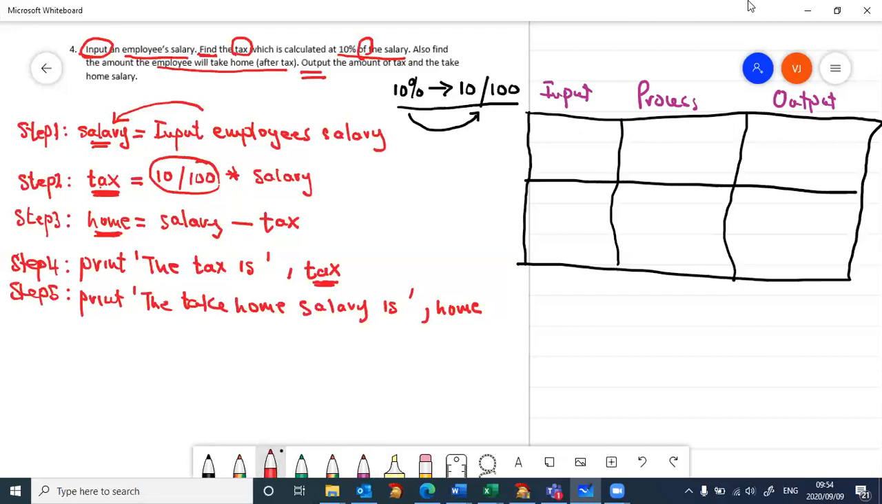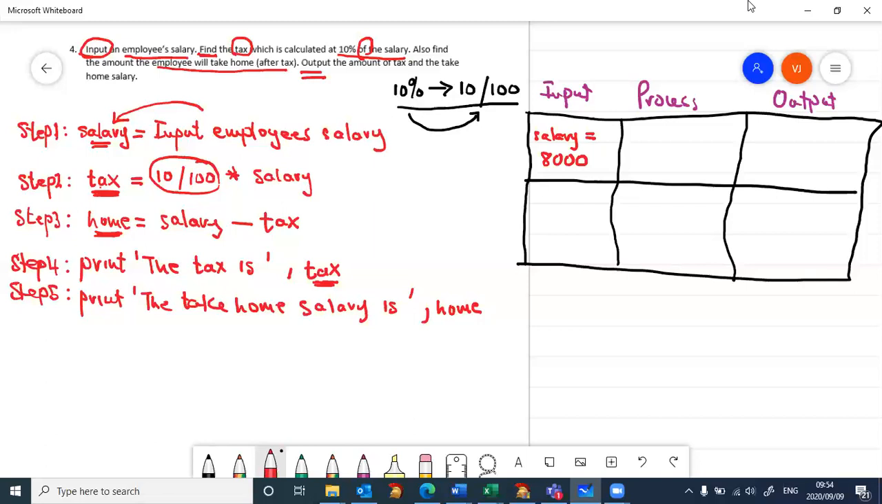In step 1, input the employee's salary. So we need to take some example for the salary. How much should we take for the salary? Let's say the salary is 8,000. So salary equals, and the value is 8,000. So that is the value. I'm making up a value to see what answers we're going to get.